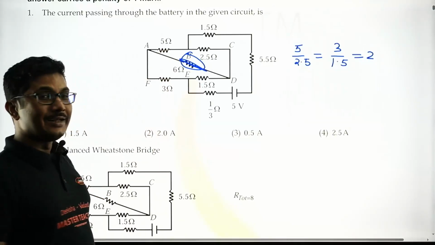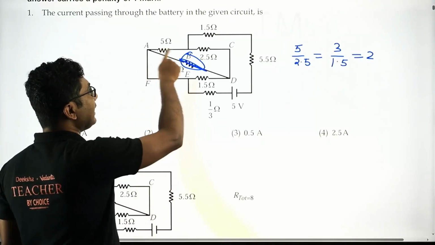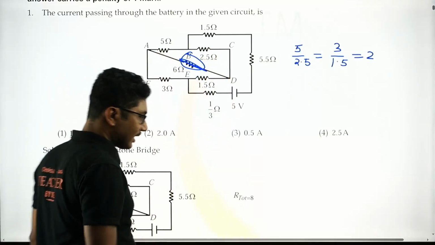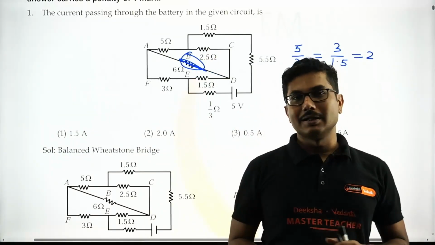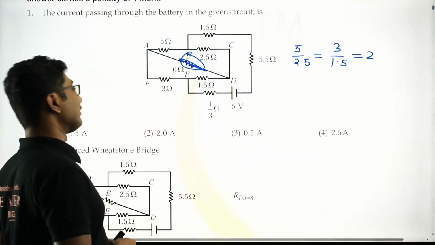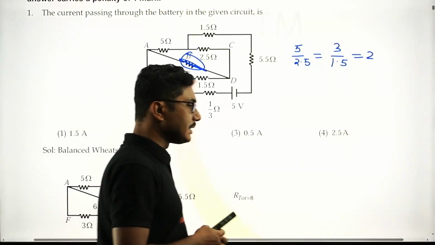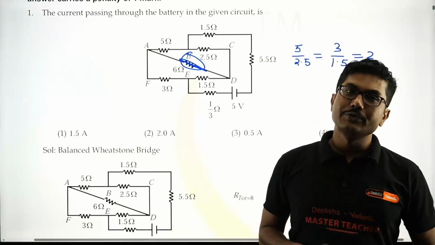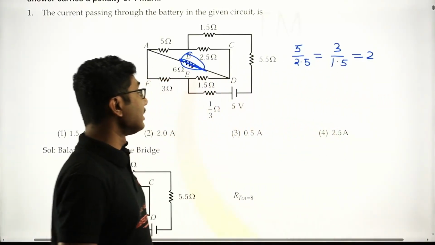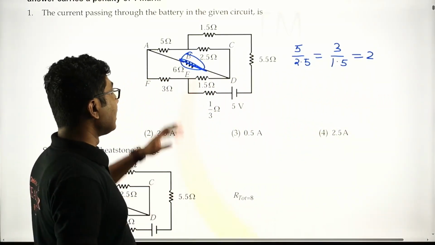Generally in a Wheatstone bridge, students make the mistake of assuming that these are in series. Actually they have slightly altered the orientation of the Wheatstone bridge, to confuse you a little bit. The Wheatstone bridge is an easy concept, only to confuse you, they have slightly altered the orientation of the circuit.